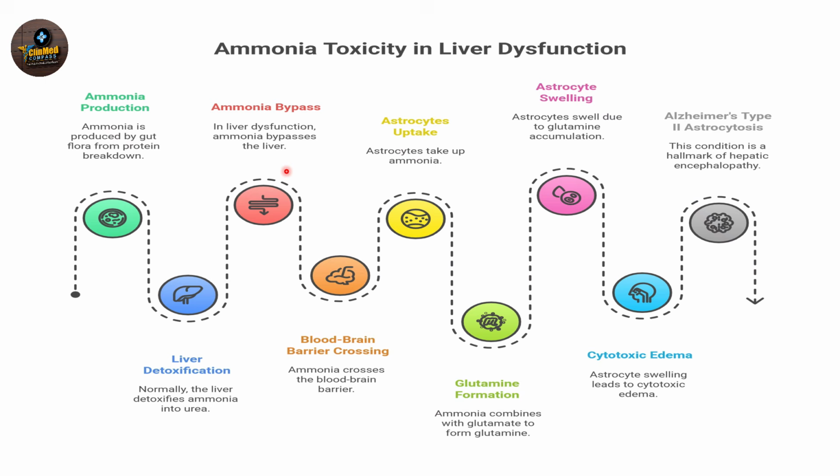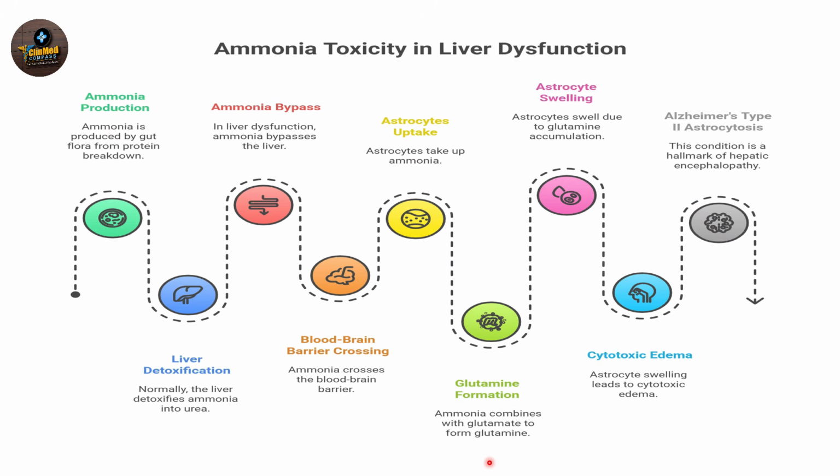Ammonia enters the systemic circulation by bypassing hepatic clearance. Circulating ammonia readily crosses the blood-brain barrier, gaining access to the central nervous system. Within the brain, astrocytes take up the excess ammonia as part of a protective mechanism. Ammonia combines with glutamate in the astrocyte to form glutamine, catalyzed by the enzyme glutamine synthetase.